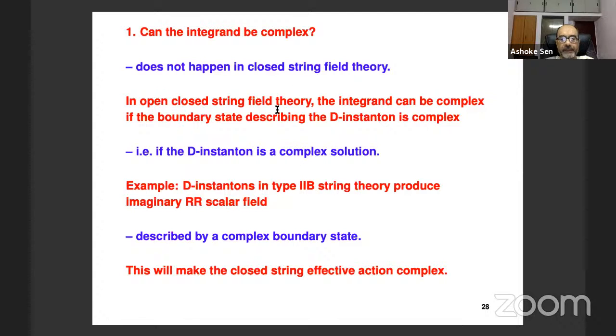However, in open closed string field theory, the integrand can be complex if the boundary state that describes the D-instanton is complex. That is, if the D-instanton is a complex solution to the equations of motion. And this is not a totally unfounded worry, because the simplest example, the D-instanton in type 2B string theory, actually is a complex solution because it produces imaginary Ramon-Ramon scalar field. So this is described by a complex boundary state. And this will make the contribution, the D-instanton contribution to the closed string effective action complex.